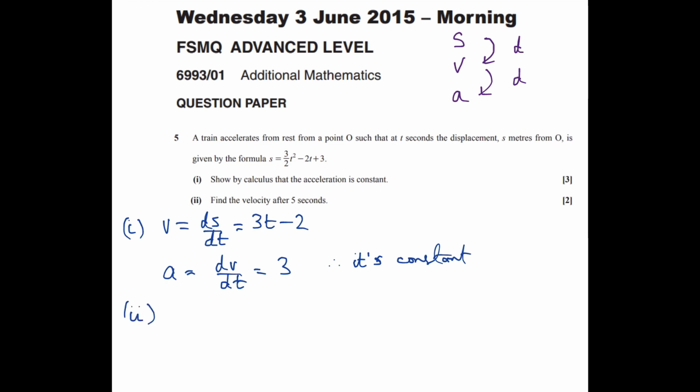Part II. Find the velocity after 5 seconds. So remember, we already calculated our equation for velocity. That's 3t minus 2. And we want it after 5 seconds, so we're going to substitute t equals 5. And at t equals 5, our velocity is 3 lots of 5 minus 2, which gives us 13. I'm going to put our units in. That's going to be meters per second. And that's meters per second squared.